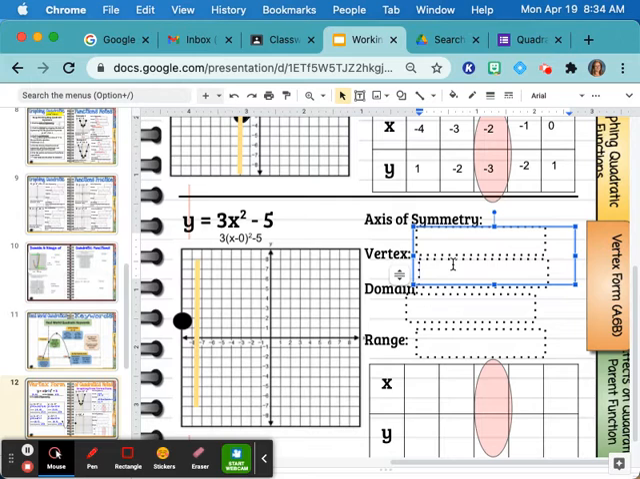Okay, so now we know what the vertex is. It is (0, -5). What's our axis of symmetry? 0. Yeah.